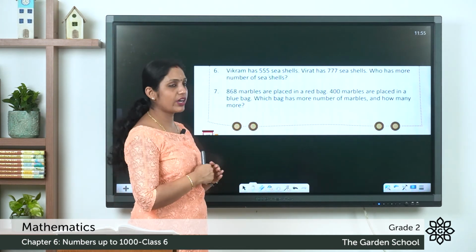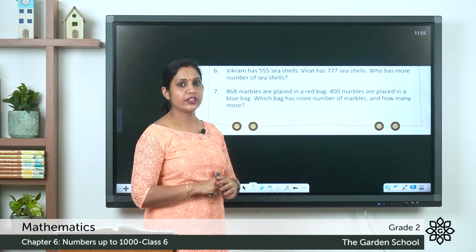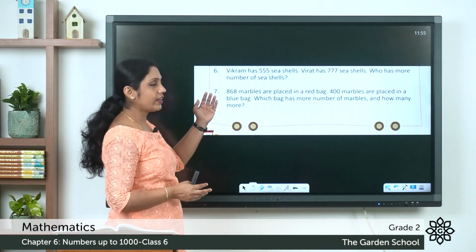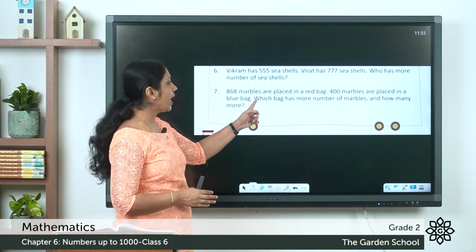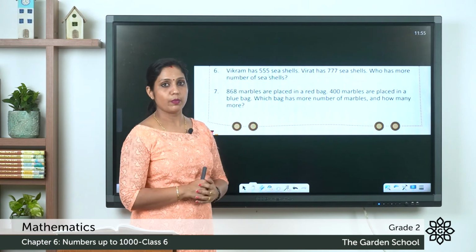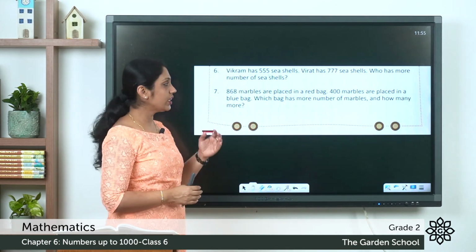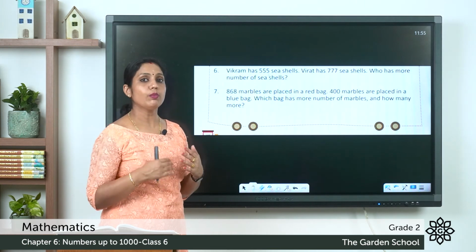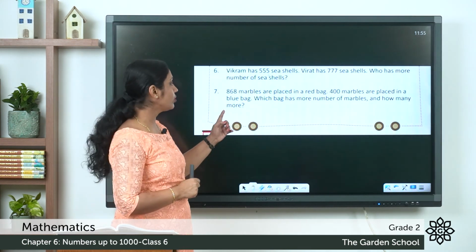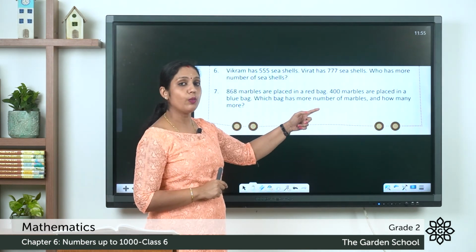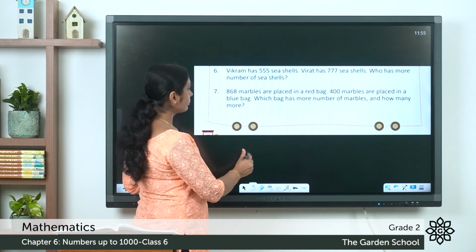Which bag has more number of marbles? Is it 868 or 400 greater? We know that 868 is greater. So the red bag has more number of marbles. How many more? We have to find out how many more marbles are there in the red bag. When you get such a question, you have to subtract. When you have to find out how many more, you should subtract.